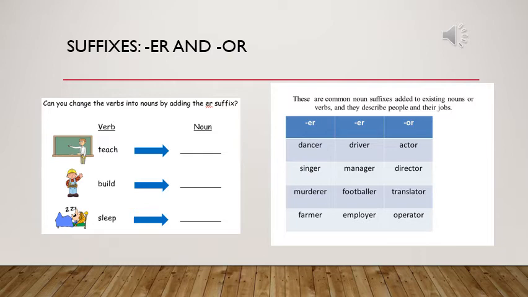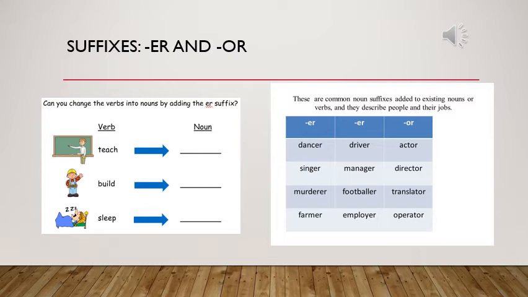But be careful, we do not always add ER. Sometimes we add OR. For example, you have here some words like actor, director, translator, operator. Here we did not add ER, we just add OR to make new words. Now, you will have a small exercise here. You have the verb. You have to add either ER or OR to change the verb to a noun.